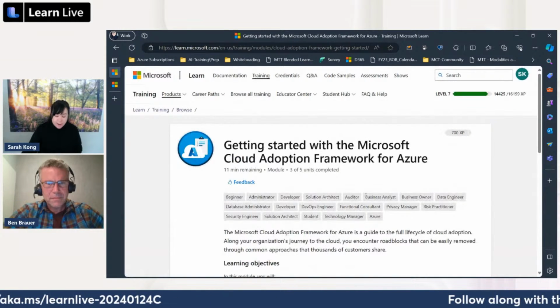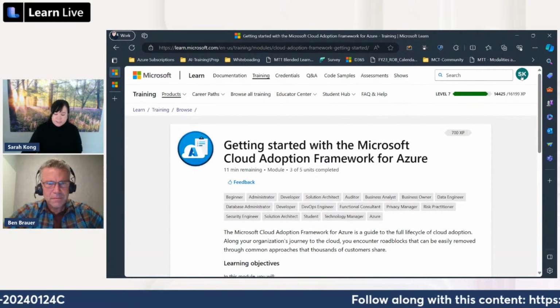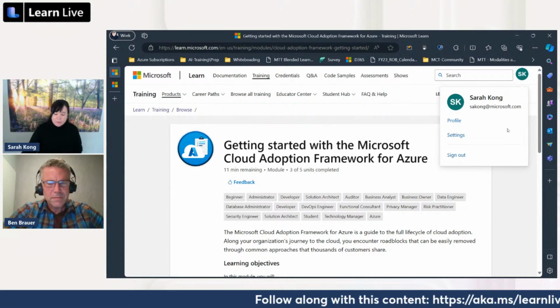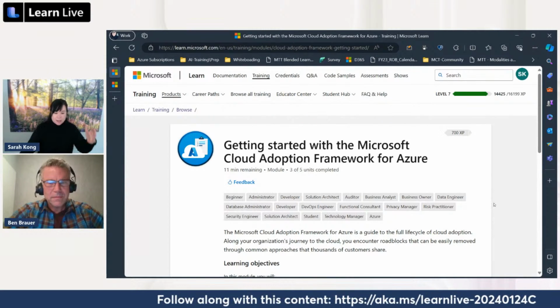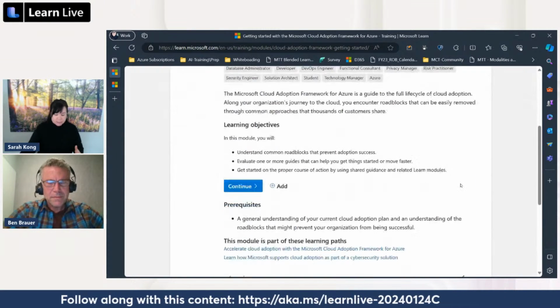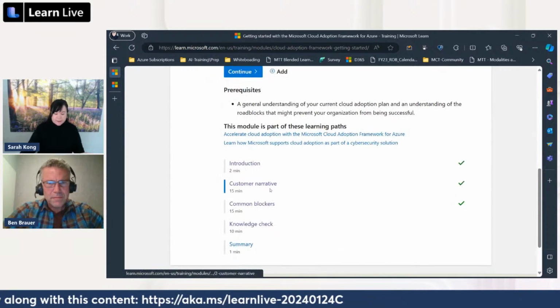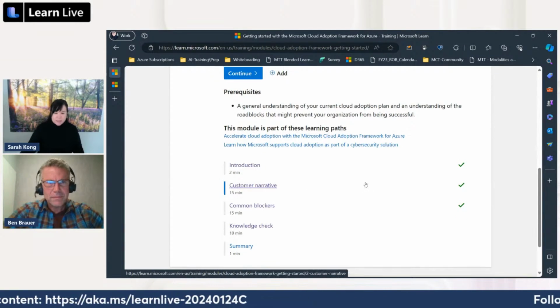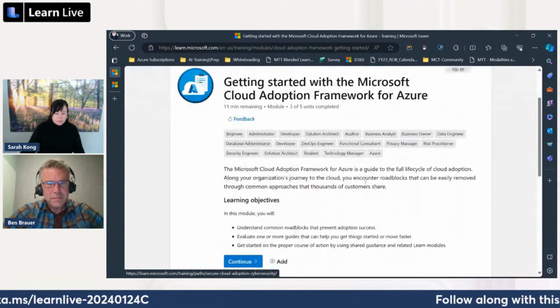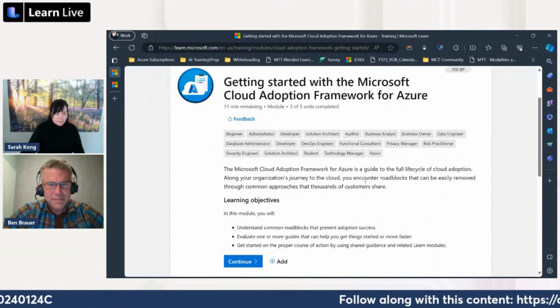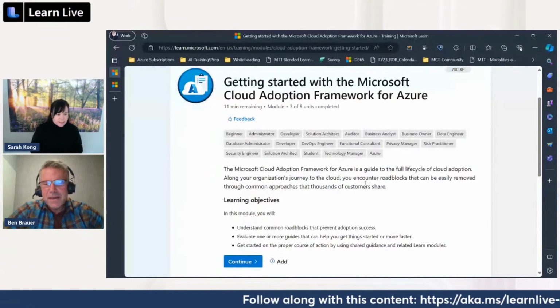One of the things I do recommend is that you definitely log into this, so that it can track what you've done. Because if you don't finish a module, then you can always come back and do that. So I know, Ben, you would say something about other modules that people should be looking at to help.